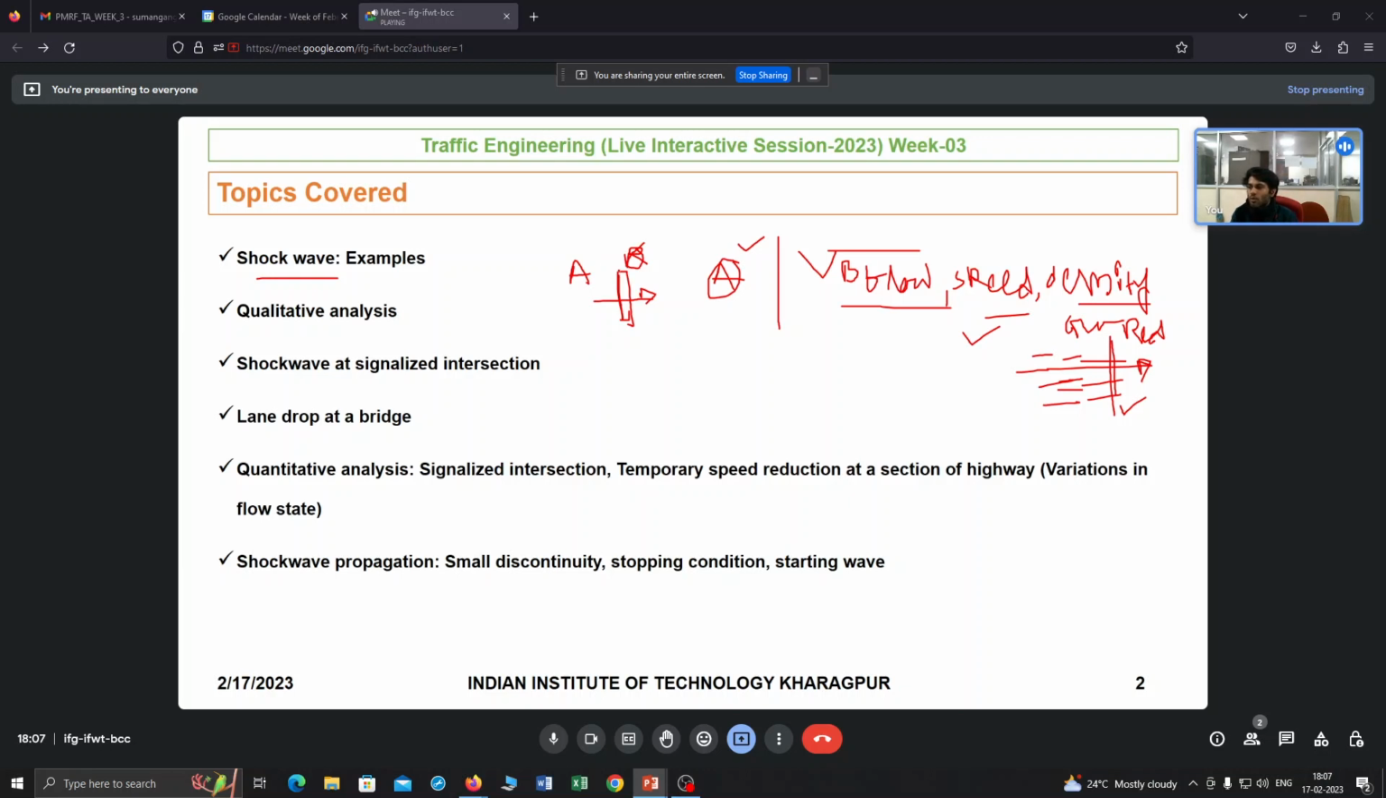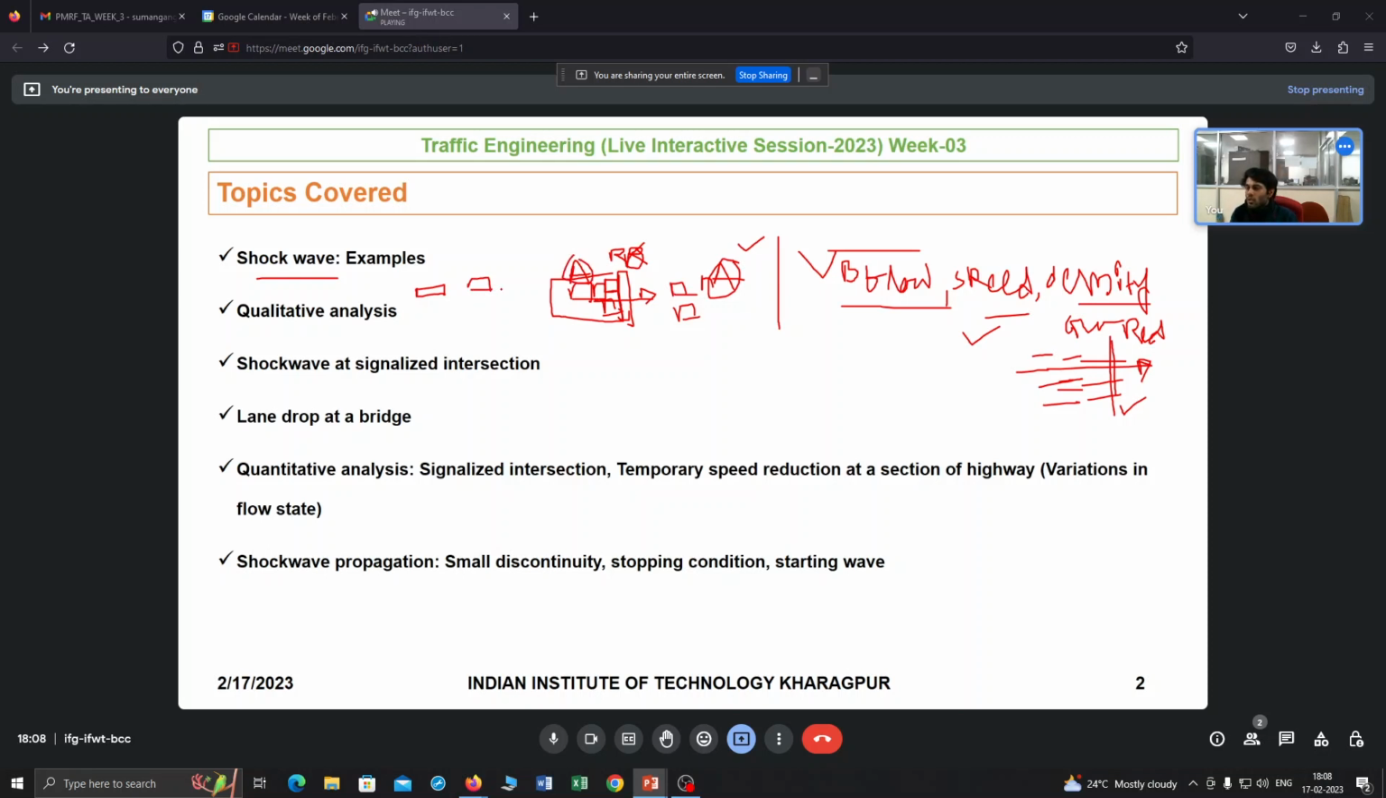Now as soon as it is red, some vehicles will already have passed through the intersection, and here many vehicles will queue and stop, and this kind of queuing will occur. And from far away, vehicles are also coming at a rate of A, at this flow state.